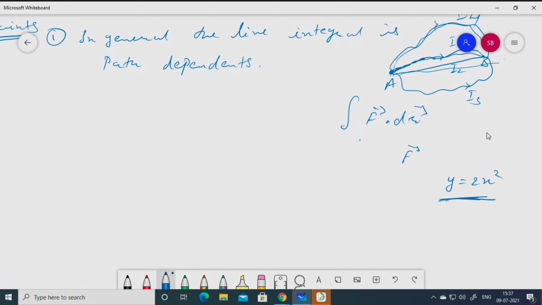What is this curve? It's a parabola. Parabola on which axis? Y-axis. Okay, so this is a curve I have taken, and the points I have taken are from 0, 0 to, what was the other point? 1, 2, whatever it is.